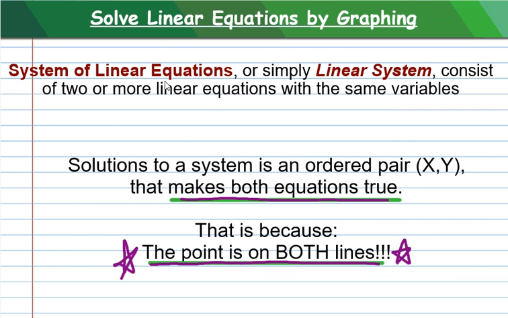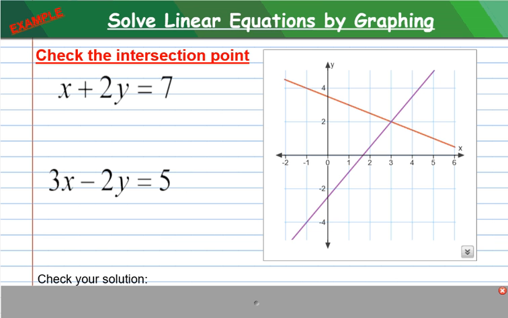A system, one more time, of linear equations consists of two or more linear equations that have the same variables. X and y are the most common. To start, they might even give you a system that's graphed and just ask you to check the answer. For example, they've already graphed these two lines for us, and they just want you to check the answer. So where does it look like the solution is? The solution looks like it's at the point (3, 2).